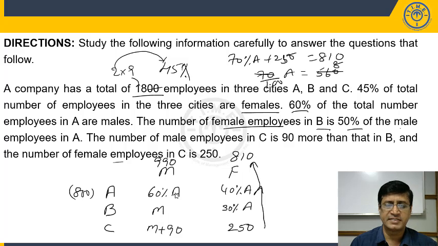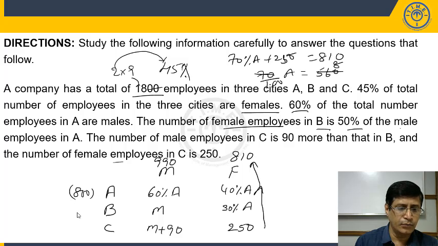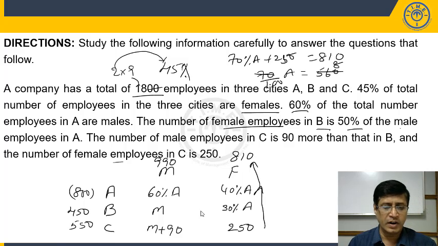So 60% of 800 is 480, 40% is 320, and 30% is 240. Now we can find the EM value. Just add EM plus EM, 2M plus 90, and 480, and subtract from 990. On solving this, you will get a total of 450 employees in B and C value as 550. So what is the value of EM? 210 you will get. Just substitute the values.